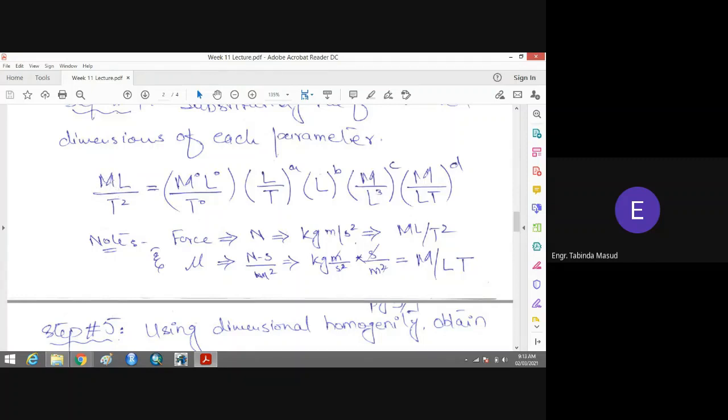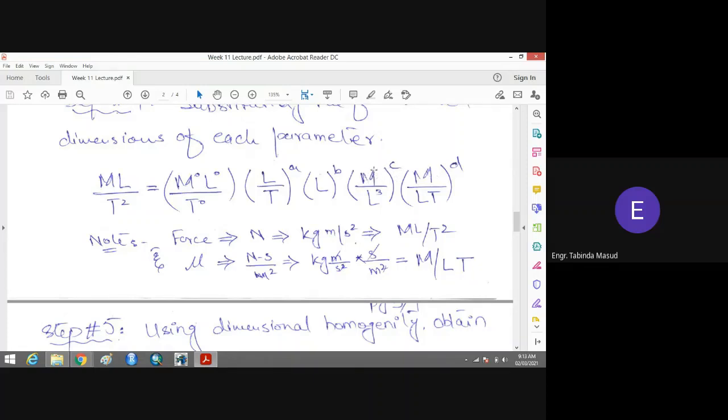So first of all, let us look at the power of M. Here you can see its power is 1. Okay, so we will write that 1 is equal to 0. Here in this term, the power of M is 0, plus no M here, no M here. Here its power is c. Okay, so we will write here 1 is equal to 0 plus c plus d.